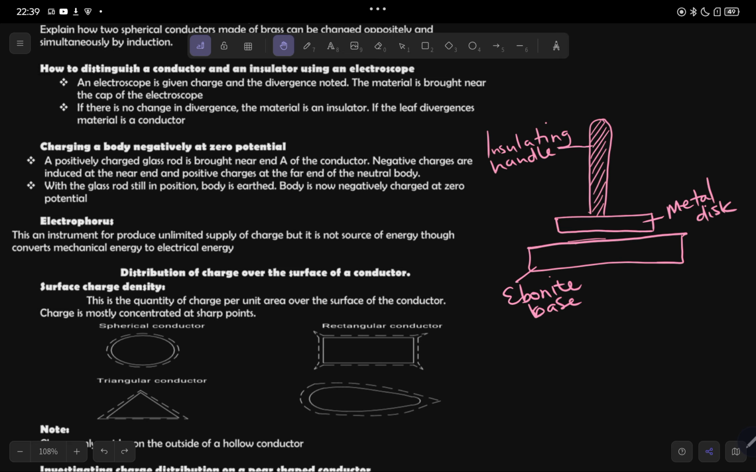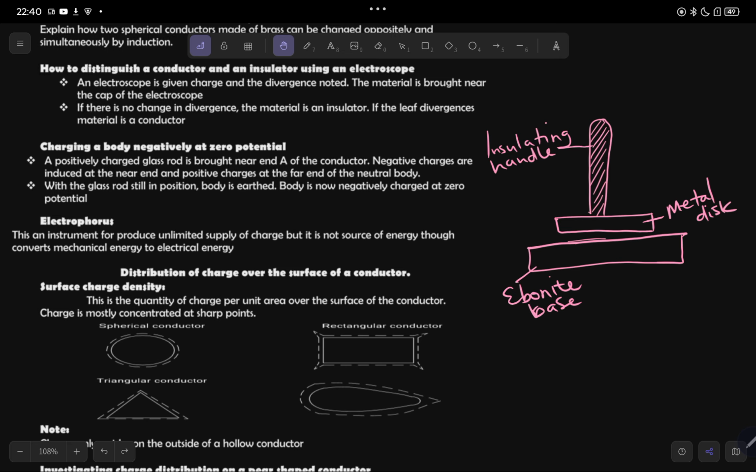We also want to look at the electrophorus. An electrophorus is a device that we can use to provide an unlimited supply of positive charge. It does not produce energy, so it isn't a source of energy, though it is fond of converting mechanical energy into electrical energy. I'll be seeing how this is done. Now, the electrophorus basically consists of an ebonite base, which we can easily charge negatively by rubbing it with a duster.